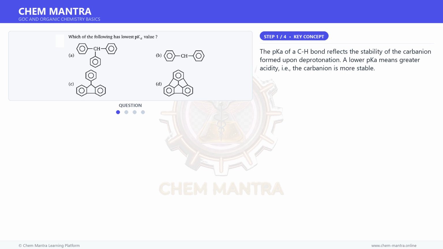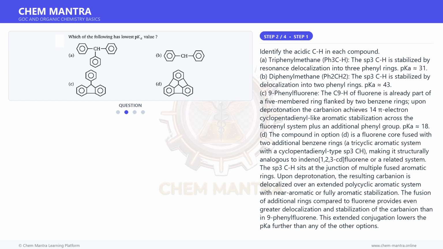The pKa of a C-H bond reflects the stability of the carbanion formed upon deprotonation. A lower pKa means greater acidity, i.e., the carbanion is more stable. Moving on to the next step. Identify the acidic C-H in each compound.